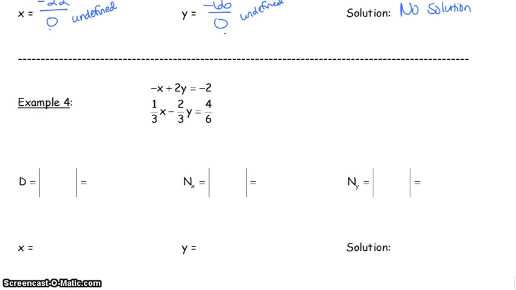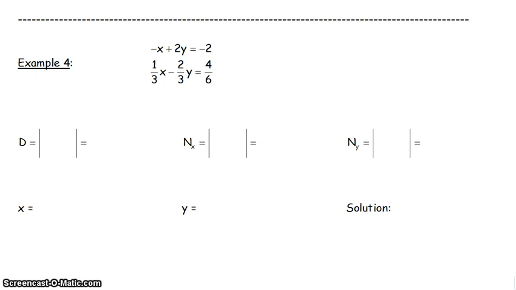Last one, example 4. So example 4, we've got our x, our y, our number, our x, our y, our number. Our only problem is we can't have fractions. We want to get rid of our fractions. So we look at the denominators and we multiply by the least common multiple. That way we'll get rid of all of our decimals and all of our fractions. So I've got a 3, 3, and 6. So the number that I'm going to multiply to get rid of all the fractions is 6.